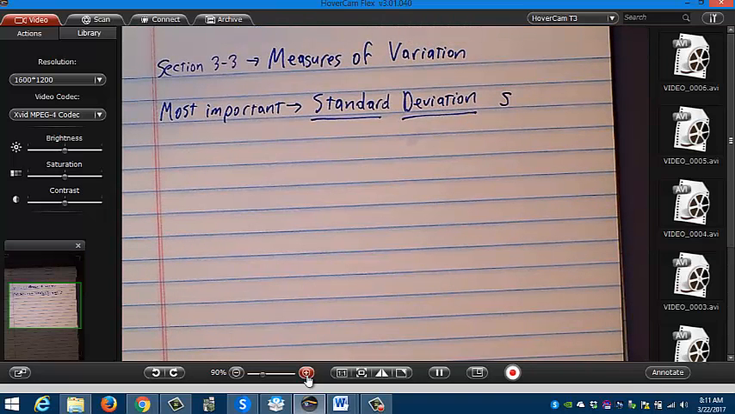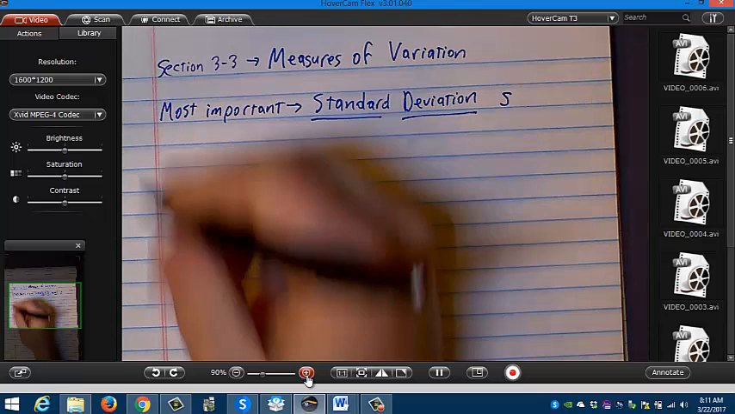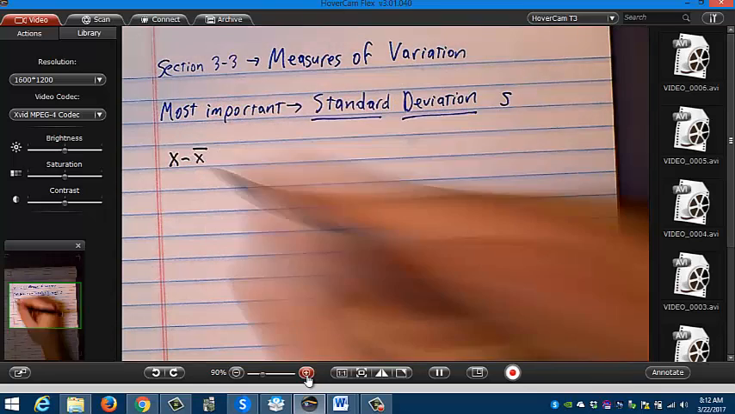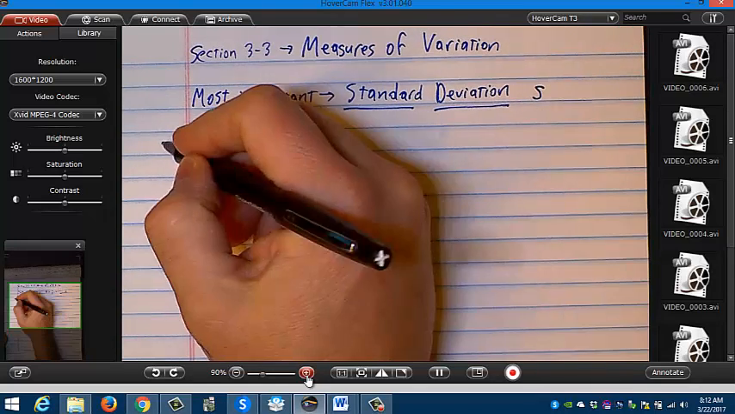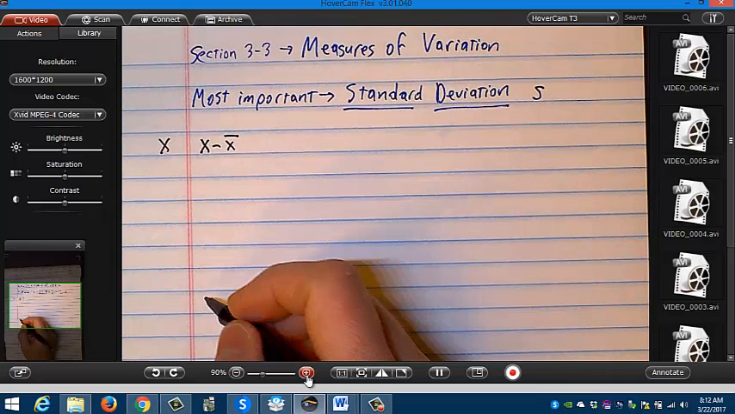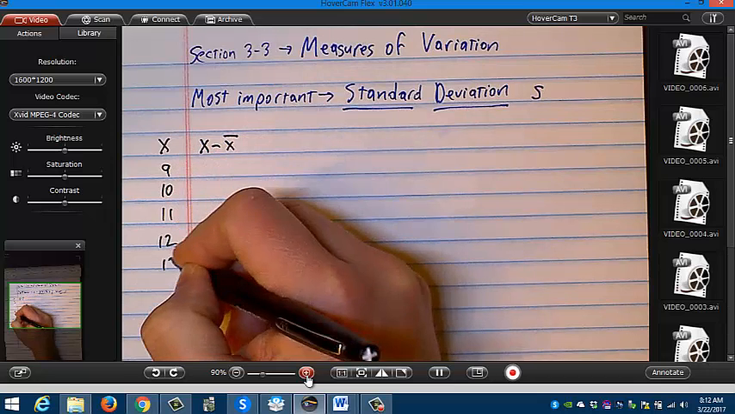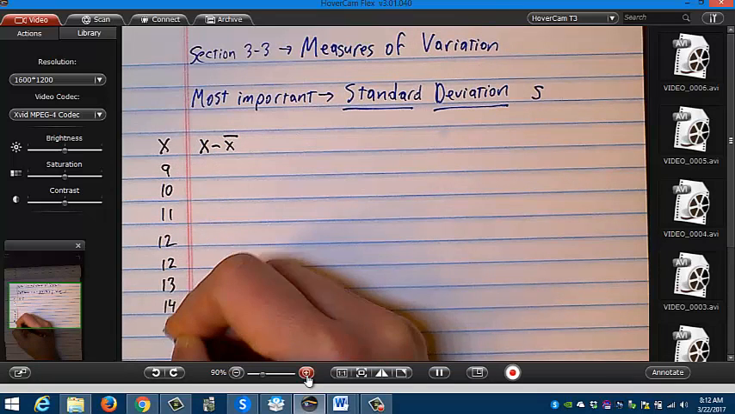Okay. So what I was saying was, we want to understand what this number is really measuring. And so here's where I thought a couple of different data sets might help us. We have x minus x bar. Well, not yet. We have x. I'll put that on this column. And so again, my x's were 9, 10, 11, 12, 12, 13, 14, and 15.